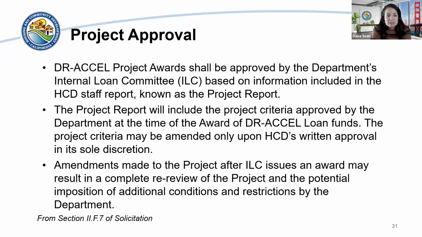Moving to the project approval process, DRSL project awards shall be approved by the department's internal loan committee based on the information included in the HCD staff report, also known as the project report. The project report will include project criteria approved by the department at the time of the award of the DRSL loan funds. The project criteria may be amended only upon HCD's written approval and in its sole discretion. Amendments made to the project after ILC issues an award may result in a complete re-review of the project and the potential imposition of additional conditions and restrictions by the department.